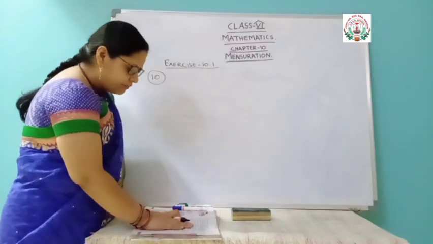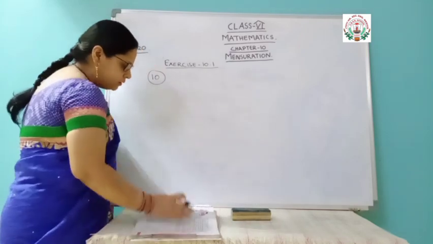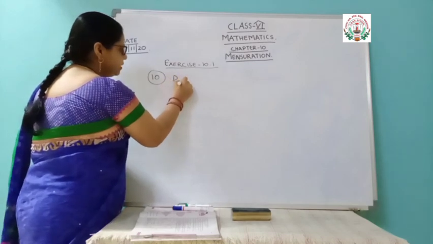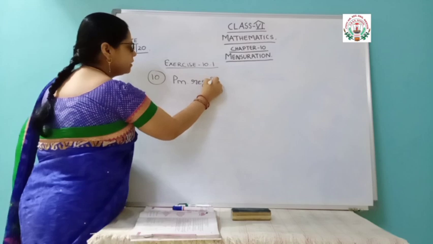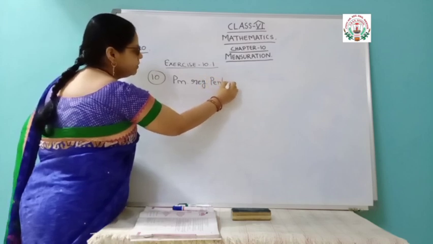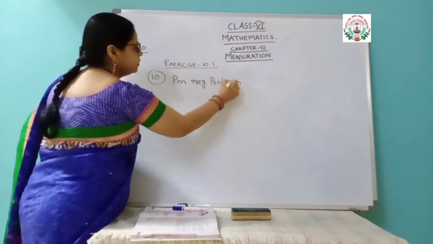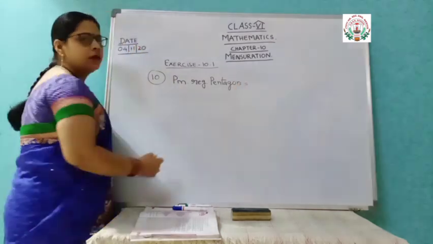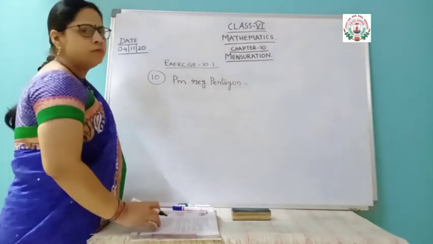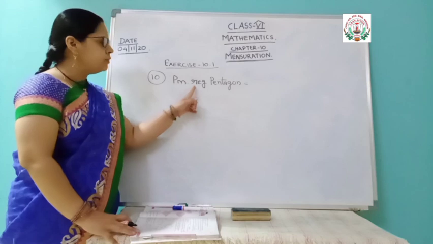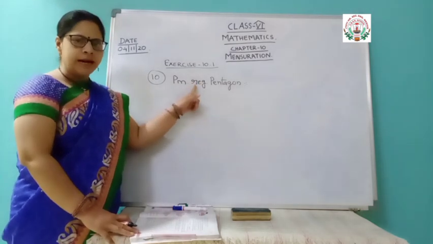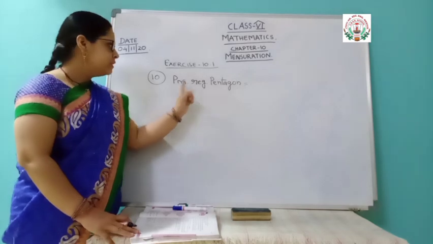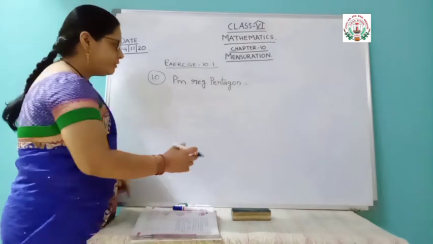The perimeter of a regular pentagon. Now, what is this pentagon? I have told you when I was explaining the formula. Pentagon means having 5 sides and regular means having equal sides. So, the perimeter formula is 5 into side.